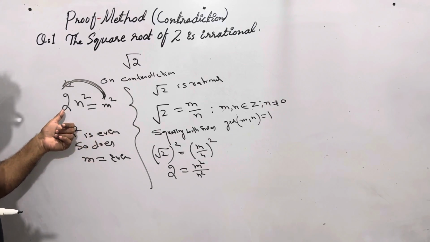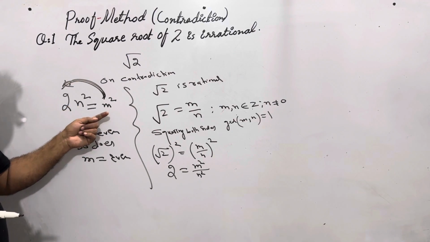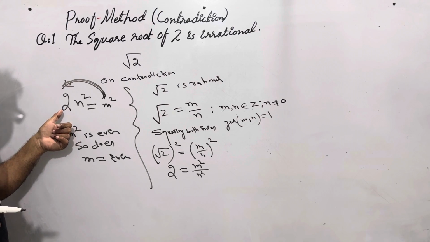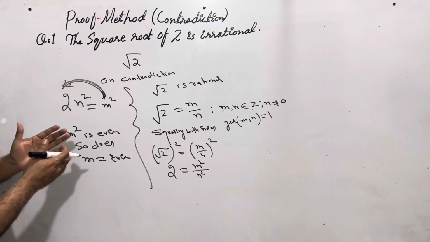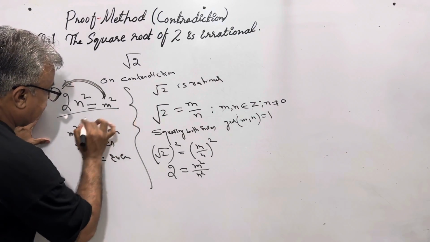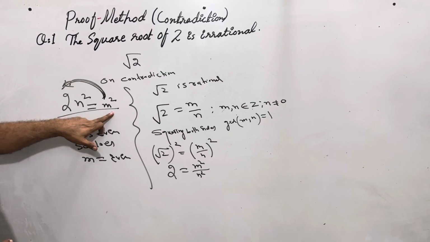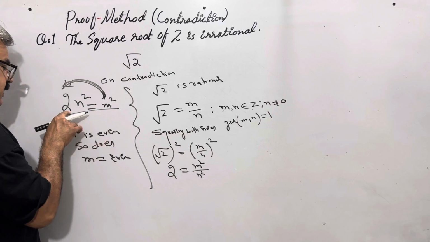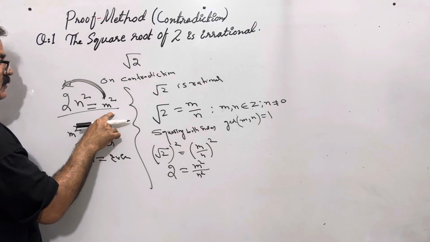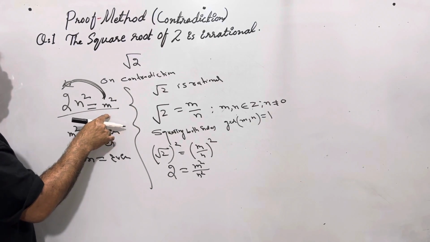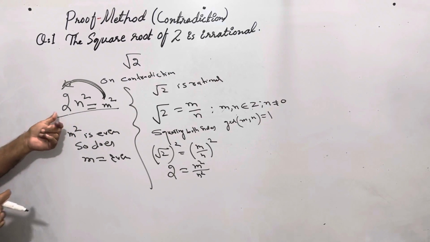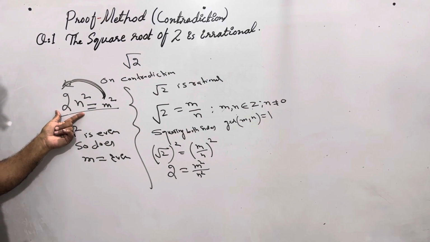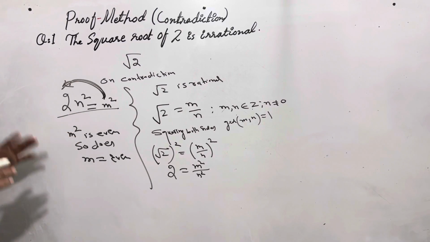Here m square can be written as the product of 2 and n square. From this very line, we can conclude that m square is an even number because 2 divides m square. If I shift 2 here, it will become m square over 2. M square is divisible by 2, or I can say m square is a multiple of 2. So m square is even.